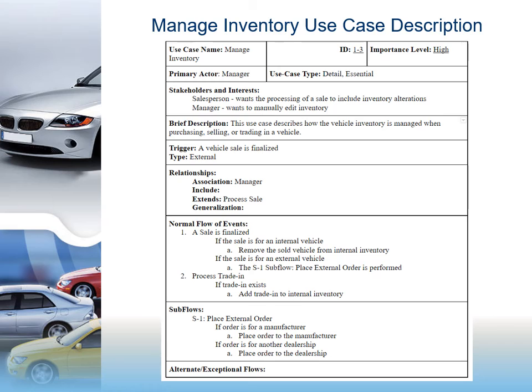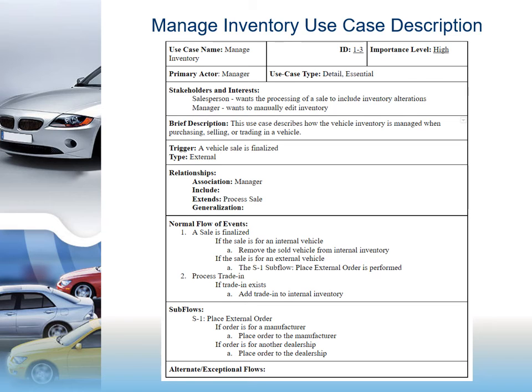Now we see the corresponding case description for manage inventory. At this point, you are familiar with the fields from the previous cases, so I will go over those worthy of note that were not obvious on the activity diagram. The ID number is using the standard numbering convention. The importance level is high, as this is a fundamental and complex feature of the car sales system.